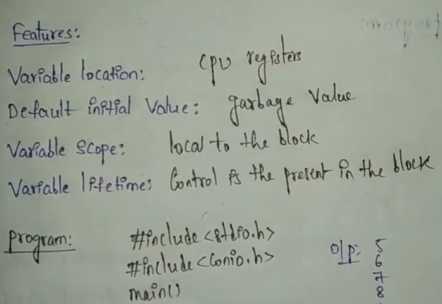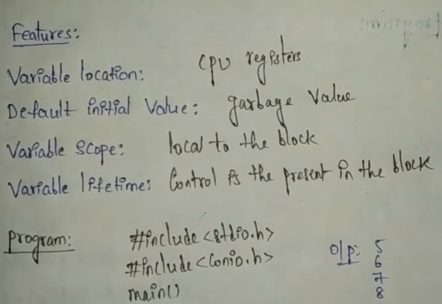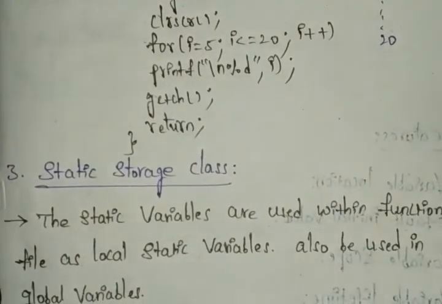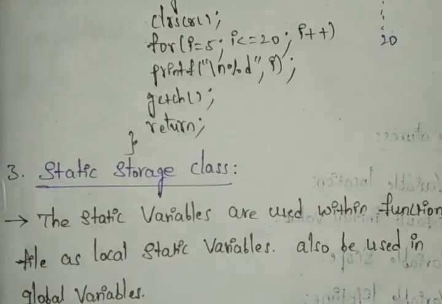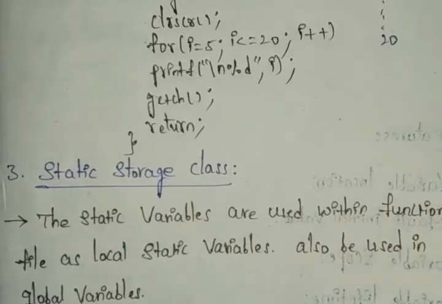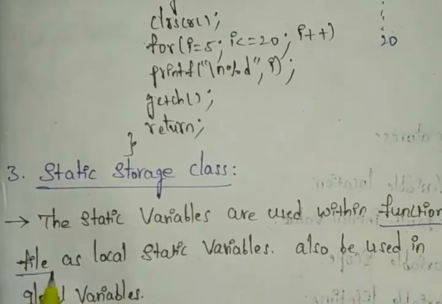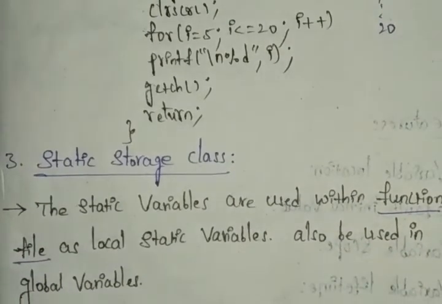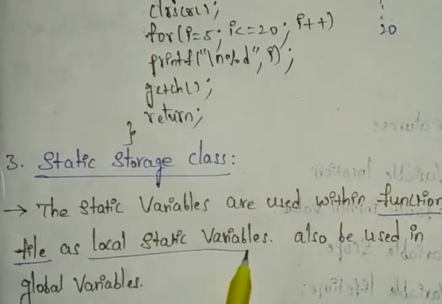Okay, and next we have the third one, that is the static storage class. Let's see here. The static storage class has variables that can be used in functions, or else they can be used in files. It may be functions or files, where these are stored as local static variables.